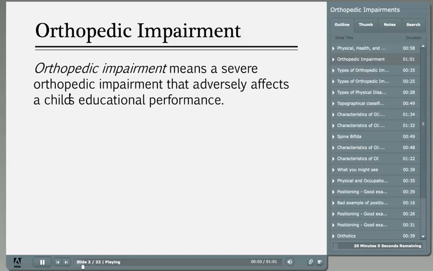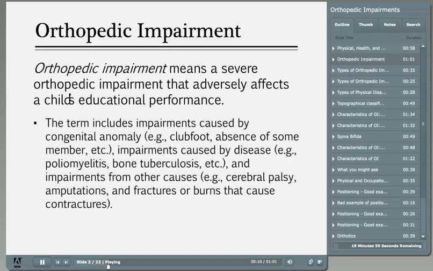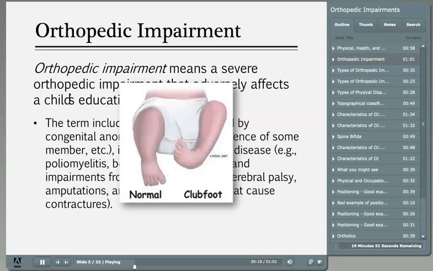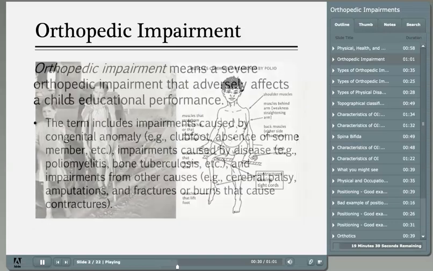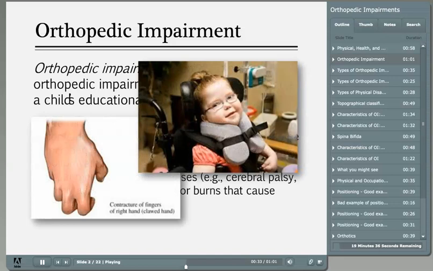Orthopedic impairment means a severe orthopedic impairment that adversely affects a child's educational performance. The term includes impairments caused by congenital anomaly, disease, and other causes. Examples of congenital anomaly include clubfoot or absence of a limb. Examples of disease include poliomyelitis or bone tuberculosis, which result in an orthopedic or physical impairment. Examples of other causes include cerebral palsy, amputations, and fractures or burns that cause contractures.